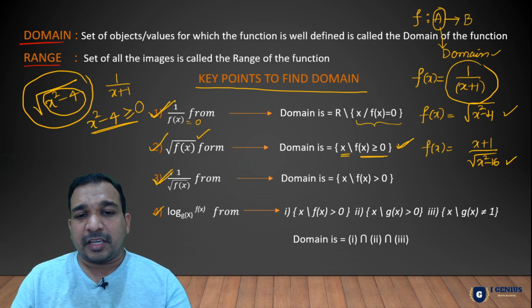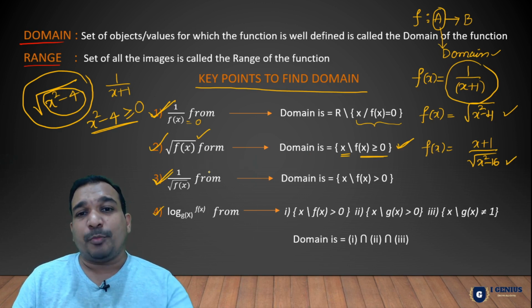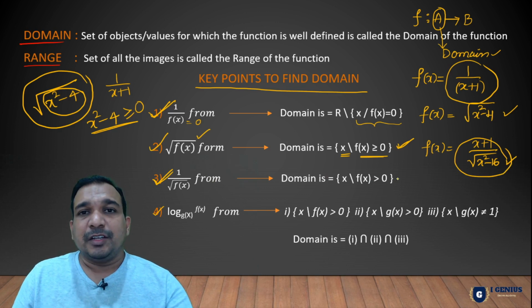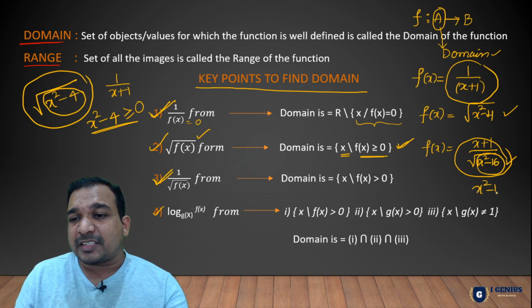The third one is 1 by root f of x. Here the root f of x is given in the denominator. The question may be like this. The numerator may be any polynomial, but the denominator has a square root. So whenever there is a square root in the denominator, whatever function is inside the square root, that is x square minus 16, must be strictly greater than 0.